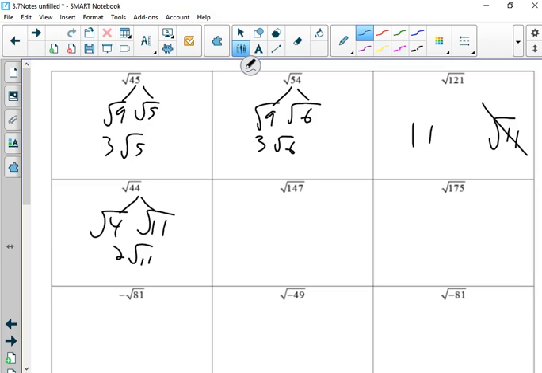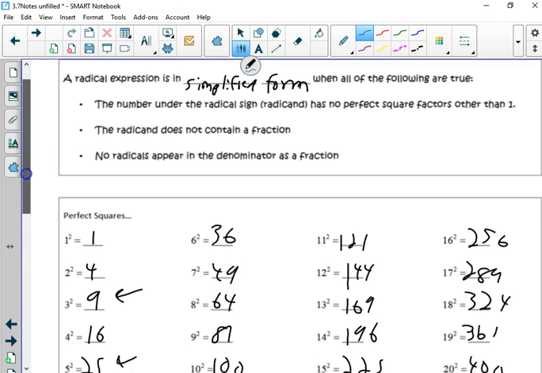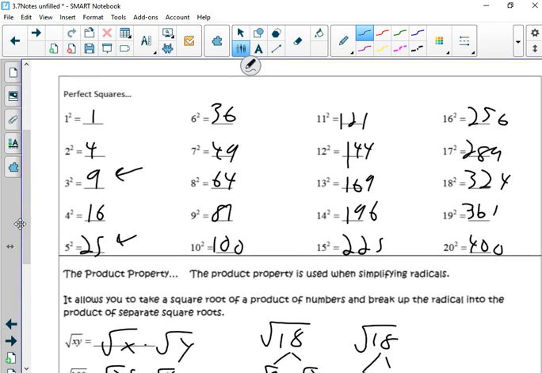Now, 147 is not going to jump off the page at you. You might have known 9 times 5 and 9 times 6 in your timetables. You might even know that 121 is a perfect square. But 147, you are going to probably have to take your calculator and do a little bit of work. But again, it's not that bad. Okay? We're looking at 147.